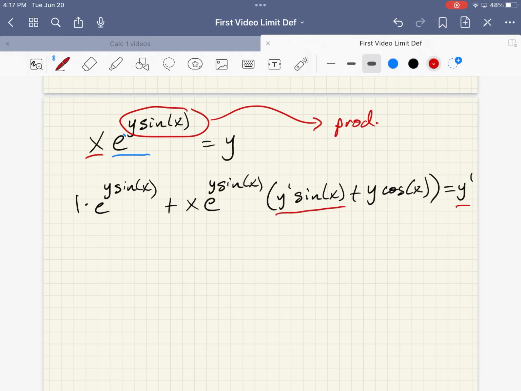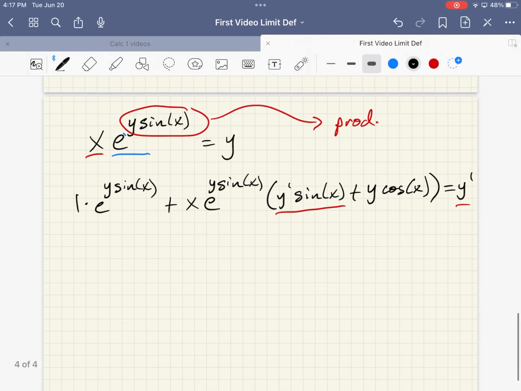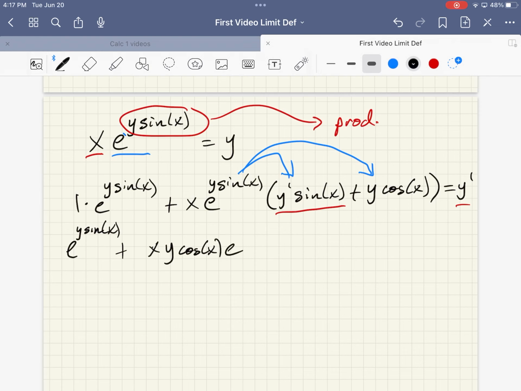Okay. So on this one, I might move this over to that side instead and leave everything else here. So here I have e to the y sine of x. And notice I've got to multiply this through. Okay, so when I do that, this becomes plus x y cosine of x e to the y sine of x. So I'm just multiplying all this times all that. And none of those have y prime. Now this one, when I multiply it, it has a y prime in it. So I'm going to move it to the other side.